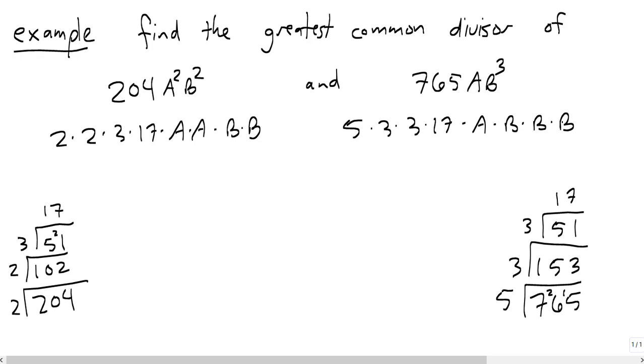We want to talk about what they have in common. They both have a 3. So 3 goes into both of these evenly. 204 a squared b squared divided by 3 is all the stuff other than the 3 that I just circled. And it's a common divisor. It's not the greatest common divisor because we also have a 17 in both of them.